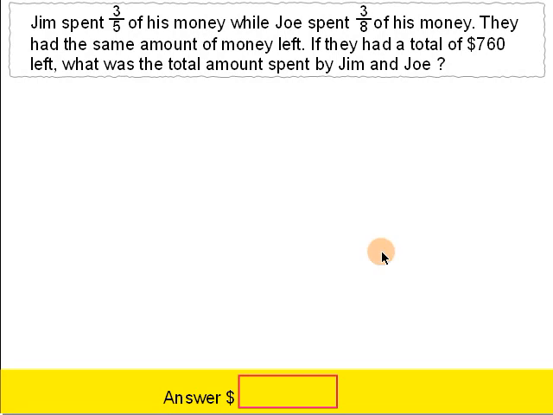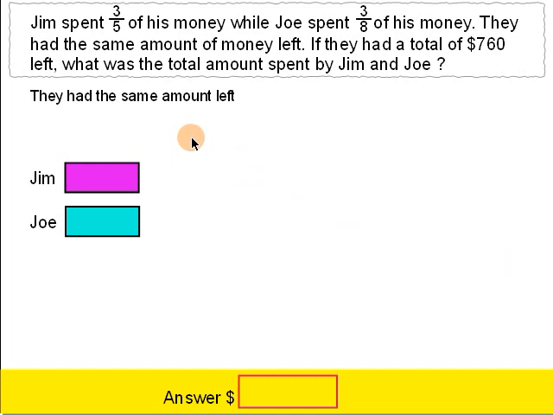Now the question says that Jim spent 3/5 of his money, while Joe spent 3/8 of his money. They had the same amount of money left at the end. So if they had a total of $760 left, what was the total amount of money spent by Jim and Joe? Firstly, we know that they had the same amount of money left, so we draw equal models for Jim's and Joe's money left.